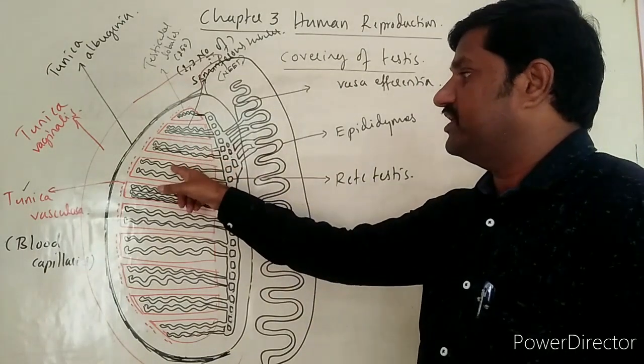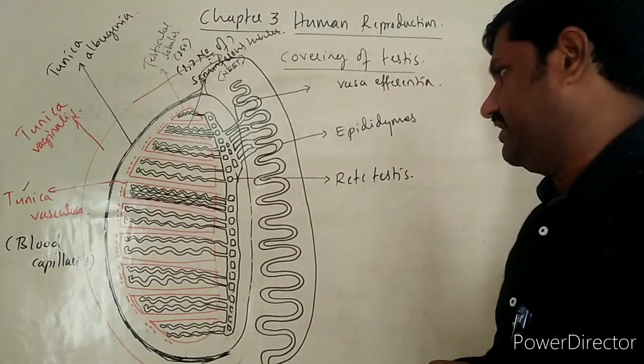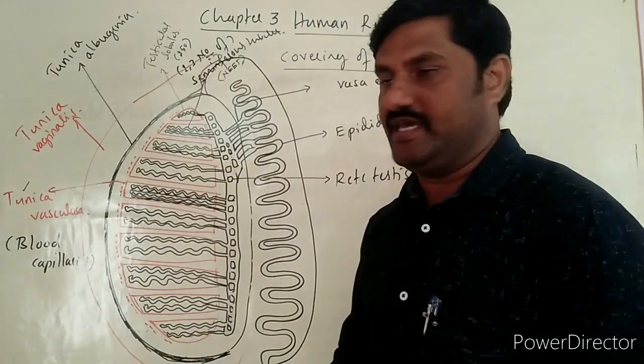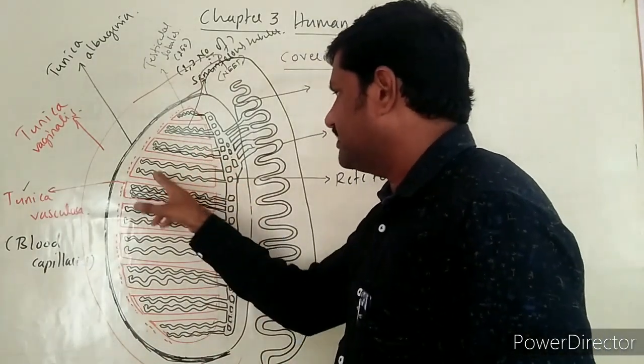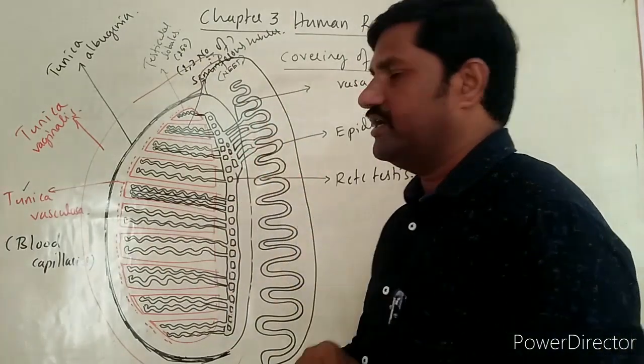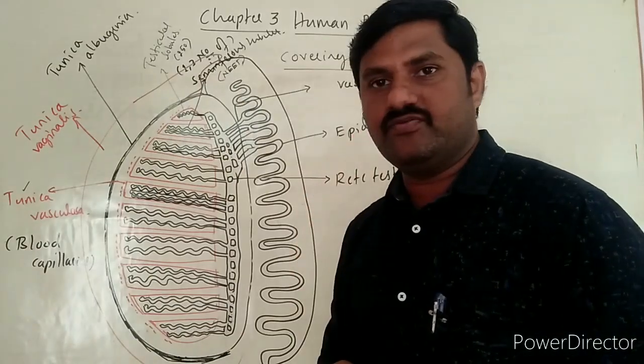In these seminiferous tubules only, the production of sperms takes place. So now we came to know the location of the production of sperms, and after sperm production they come into rete testis, and from the rete testis they enter into vasa efferentia. From the vasa efferentia they enter into what?